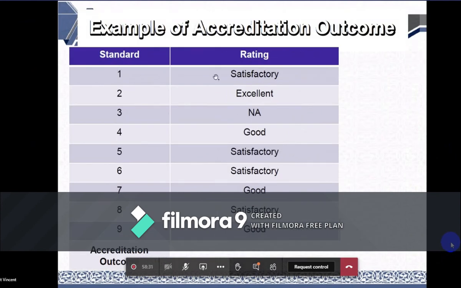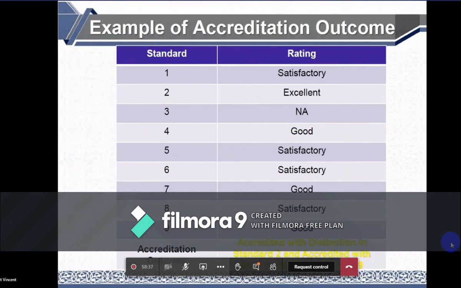Let's take another example. I have excellent, I have satisfactory, I have good and everything. So now this is going to be accreditation with distinction, because standard 2 is excellent and we have got 3 goods, in standards 4, 7 and 9. Then we will be able to get accreditation with a distinction.